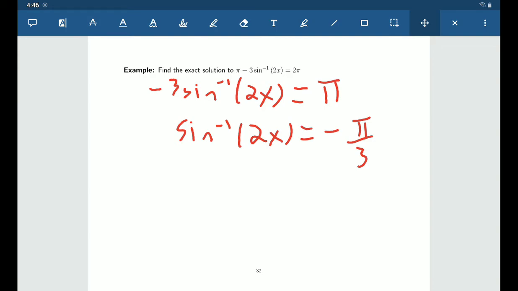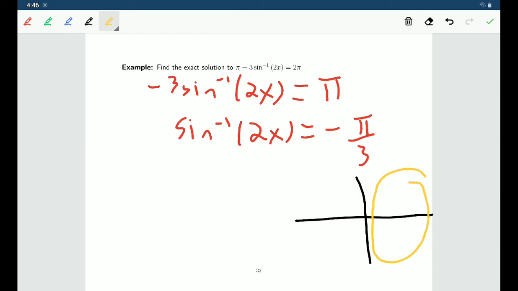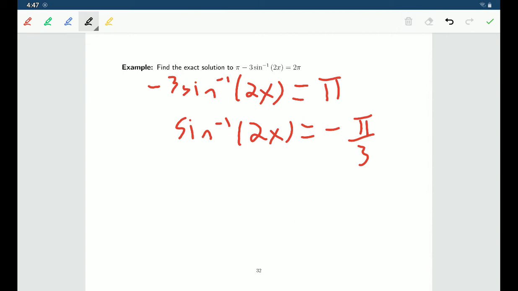And just to take a minute to think about it, is negative pi over 3 something in the range of sine inverse? I need to remind myself again, when we restricted the domain for sine, we restricted it to quadrant 1 and quadrant 4, between negative pi over 2 and pi over 2. And negative pi over 3, that is in quadrant 4. So yes, this is something that is part of the range of sine inverse.